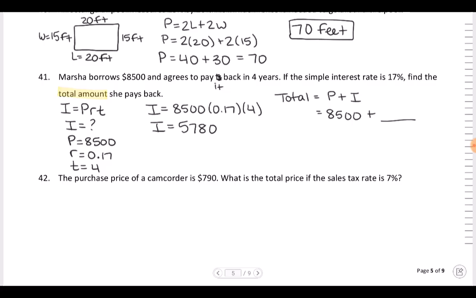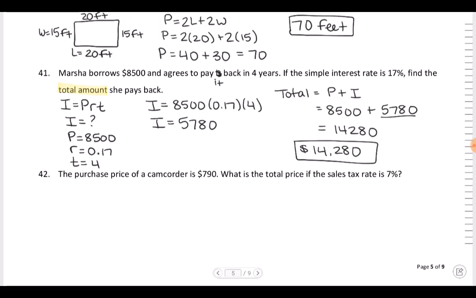5,780, which we are now going to have to add to the principal to find out how much she owes and she has to pay back. So 5,780 plus 8,500 is $14,280. So the total amount, $14,280. That's how much she would owe.